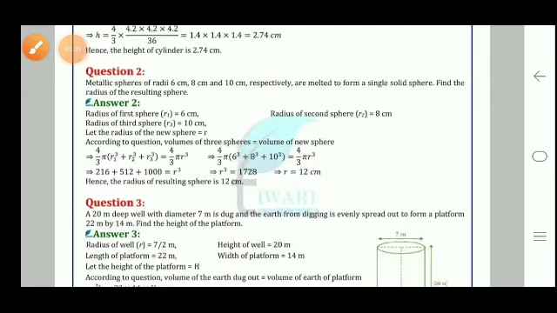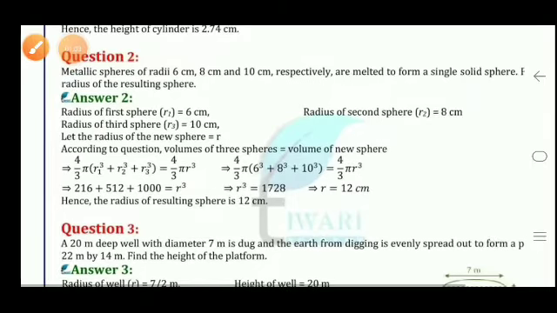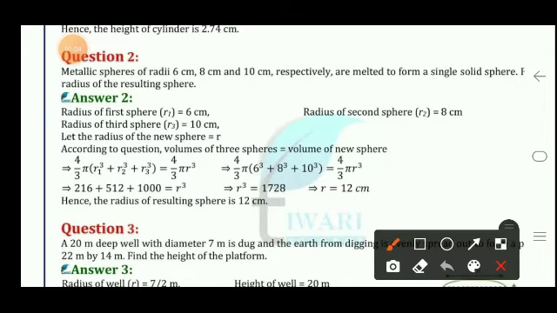Then moving towards question number 2. It is given that metallic spheres of radii 6 centimeters, 8 centimeters and 10 centimeters respectively are melted to form a single solid sphere. Find the radius of the resulting sphere. So we have to find the radius of the resulting sphere.